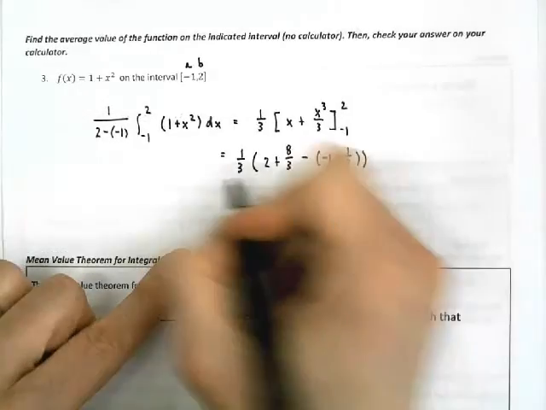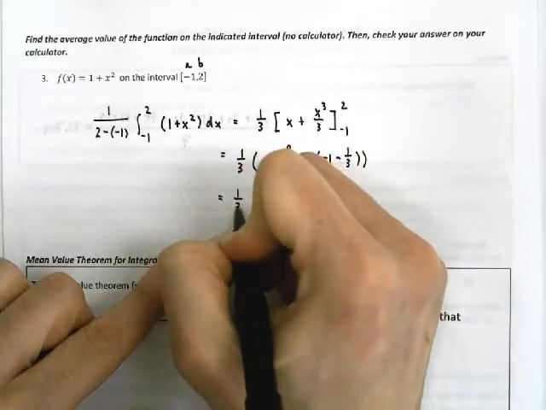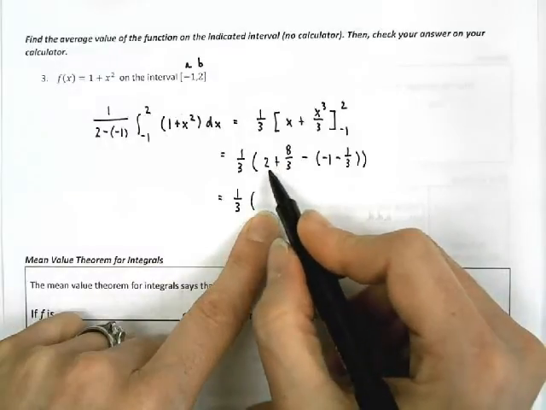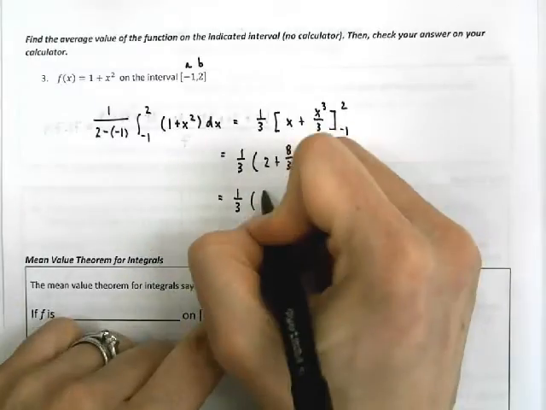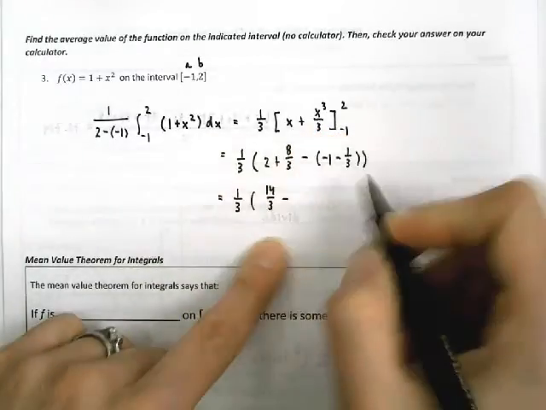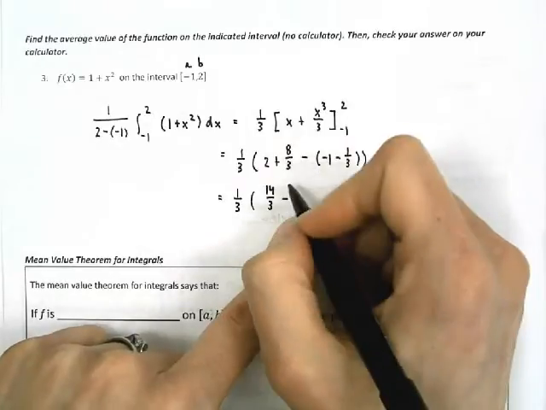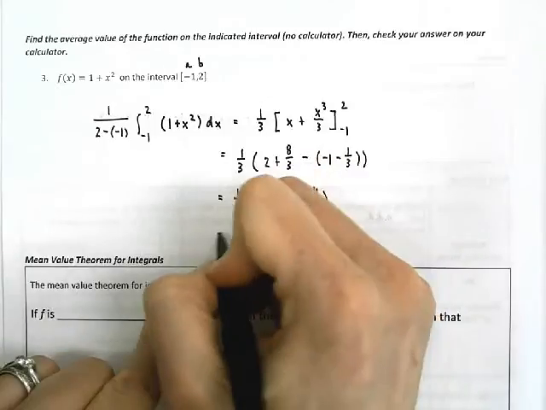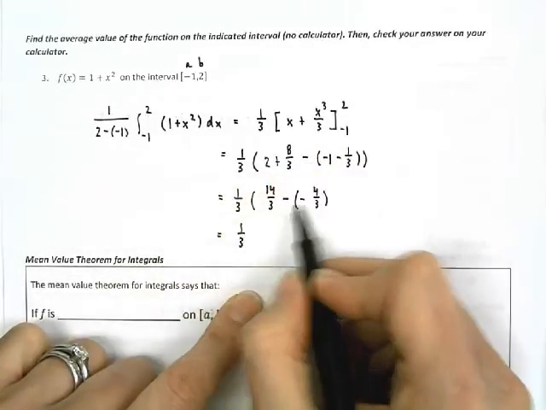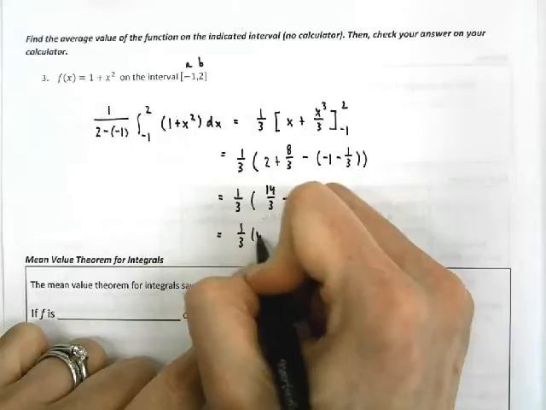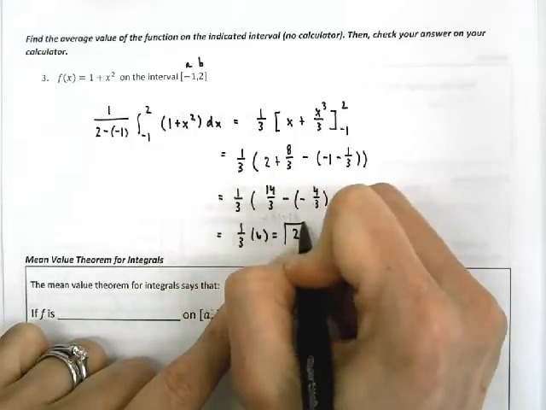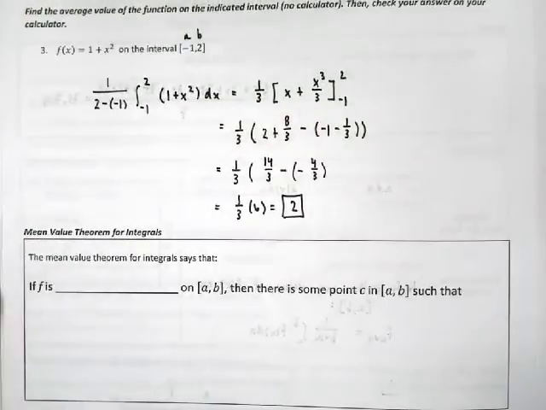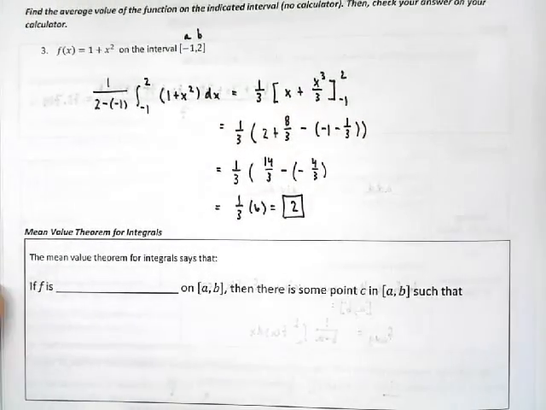So I have some simplifying to do here. So I have 1/3, let's see, 2 plus 8/3 is going to be 14/3, minus, this is going to be a negative 4/3. So now I get 1/3, 14/3 plus 4/3 is 18/3 or 6, and so we get an average value of 2. Again, that was largely just some simplification in these steps.